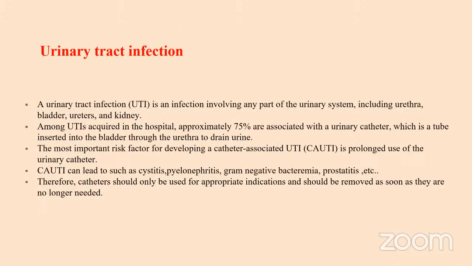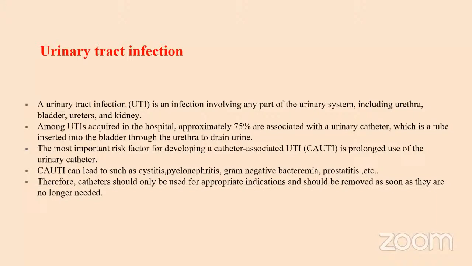Now, coming to urinary tract infection. A urinary tract infection is an infection involving any part of the urinary system, including the urethra, bladder, ureters, and kidney. Among UTIs acquired in the hospital, approximately 75% are associated with a urinary catheter, which is a tube inserted into the bladder through the urethra to drain urine. This catheter is usually used after surgeries to help patients urinate.